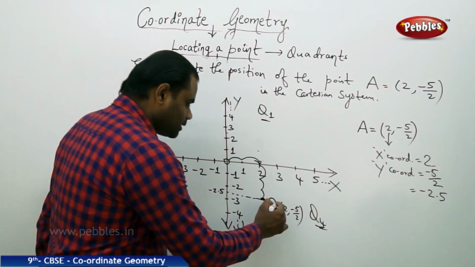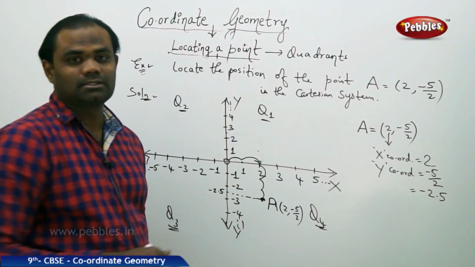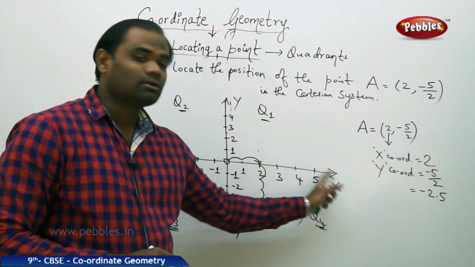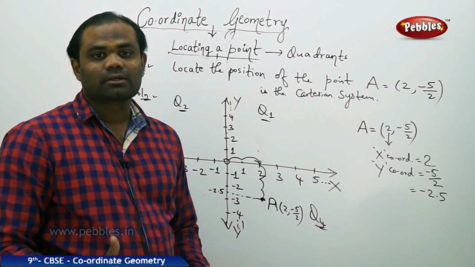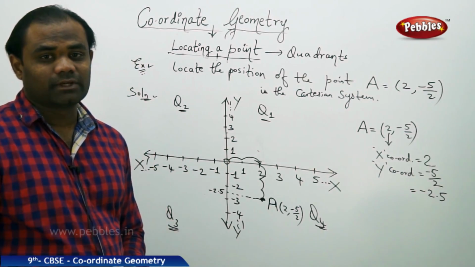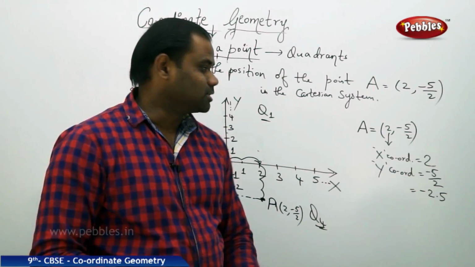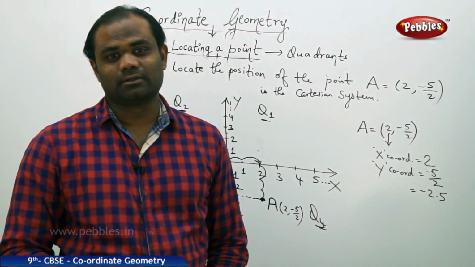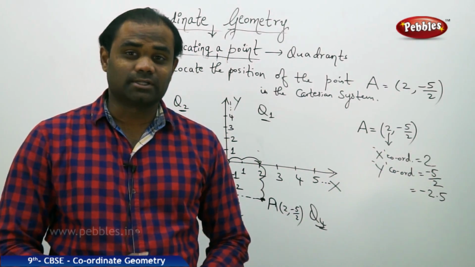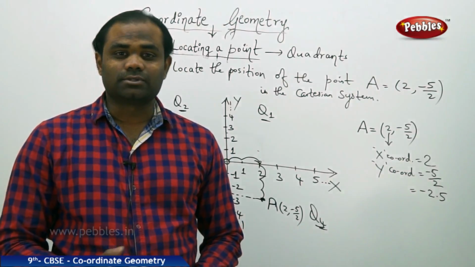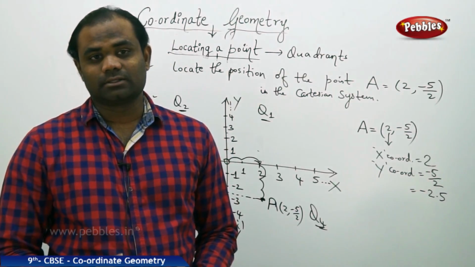So the point A is identified in the Cartesian system to be in the 4th quadrant. Using the rules of the Cartesian system, we can locate any point, this point being in the 4th quadrant. Any point in XY coordinate system can be located using the rules of the Cartesian system.